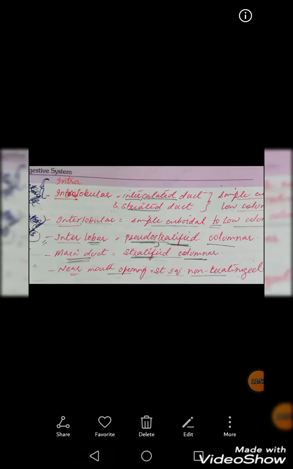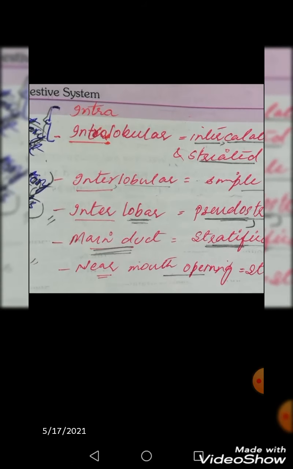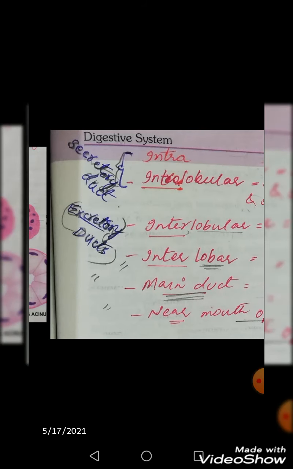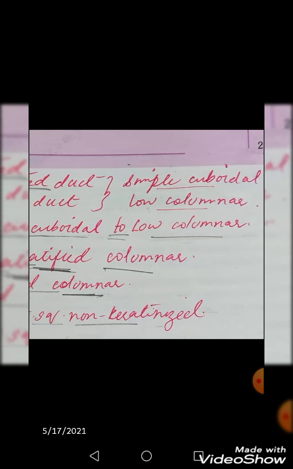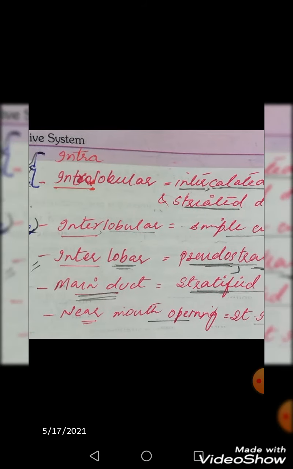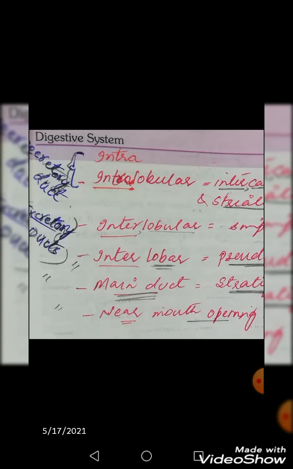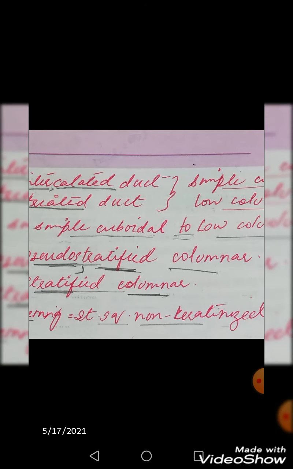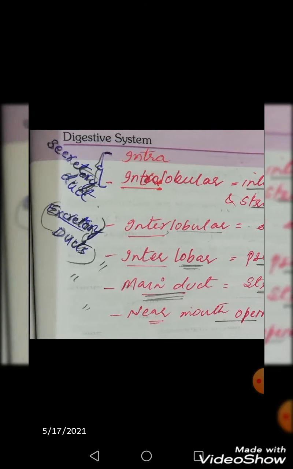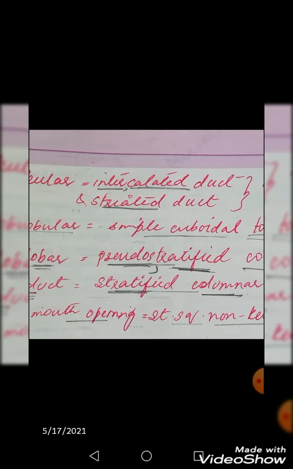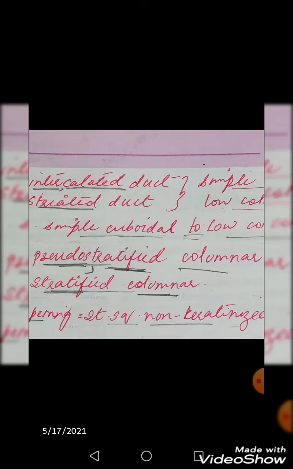Now in this picture you can see that the intralobular ducts, which are secretory ducts, consist of intercalated and striated ducts. Epithelium you can mention as simple cuboidal to columnar, right? The interlobular ducts are again lined with similar epithelium, and the interlobar ducts have pseudostratified columnar epithelium. The main duct can be addressed as stratified columnar, and near the mouth or oral cavity the epithelium becomes stratified squamous non-keratinized. That chart helps you to memorize.